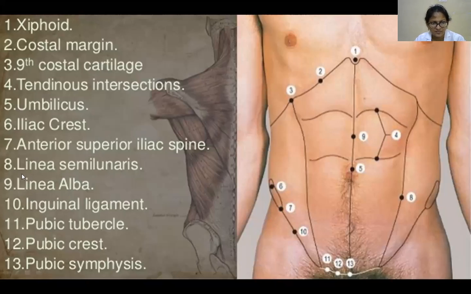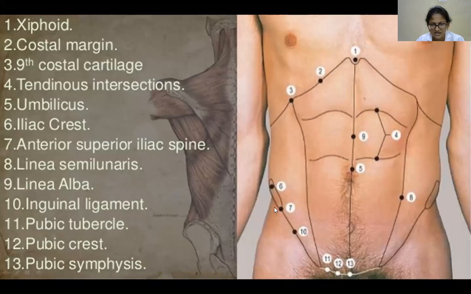And next, the linea semilunaris. This is the linea semilunaris. It extends from the pubic tubercle to the tip of the ninth costal cartilage. It is formed by the lateral border of the rectus abdominis muscle. And next, the linea alba. How this linea alba is formed, we will discuss in the next slides.